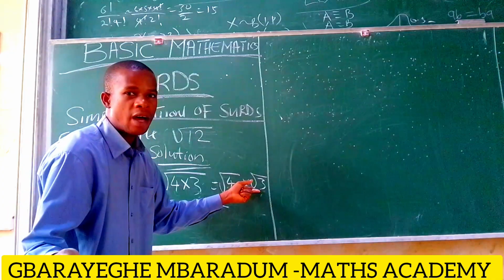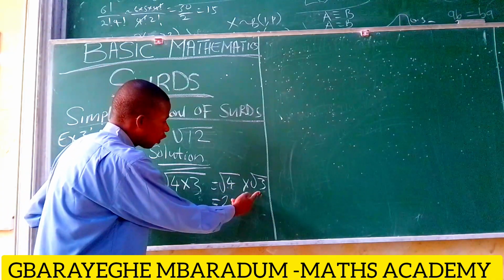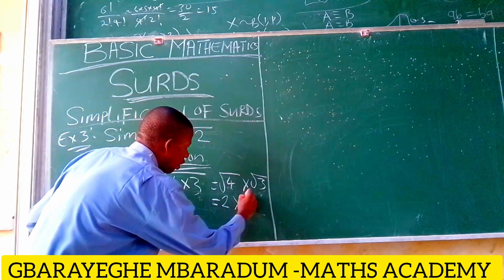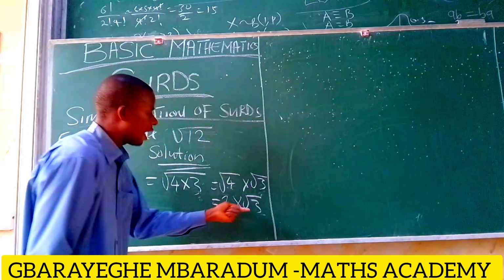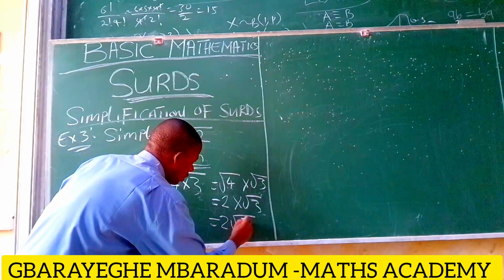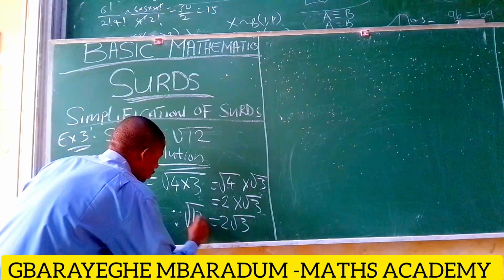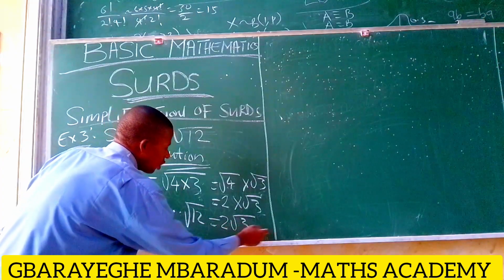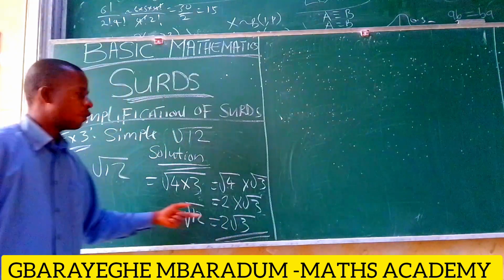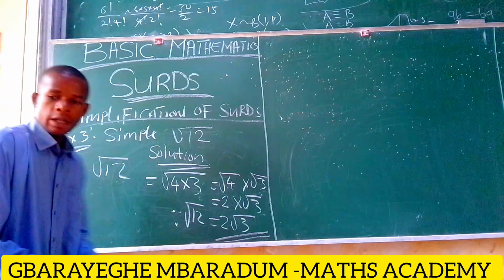The square root of 3 gives us a decimal number. So because of that, I'm not going to simplify it further. So we're going to have multiplication by the square root of 3, right? Now 2 times the square root of 3 is going to give us 2 root 3. Therefore, the square root of 12 is going to give us 2 root 3, which is the final answer when simplifying the square root of 12 using surd.